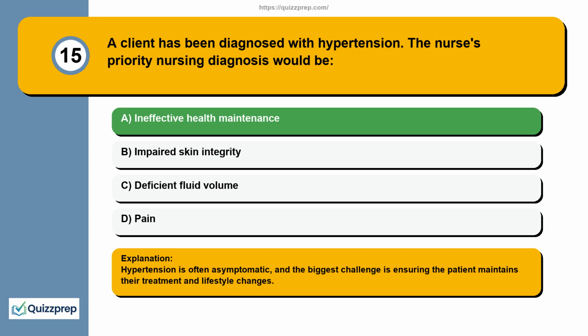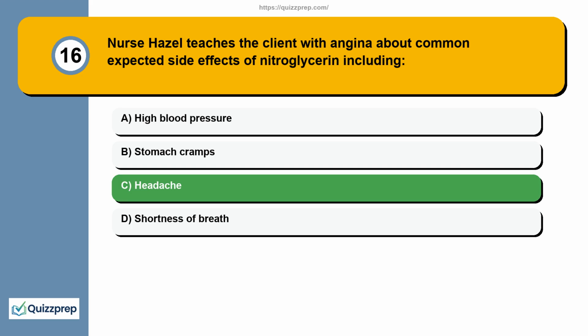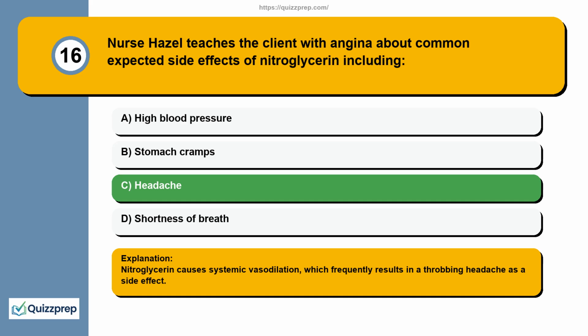Hypertension is often asymptomatic, and the biggest challenge is ensuring the patient maintains their treatment and lifestyle changes. Question 16. Nurse Hazel teaches the client with angina about common expected side effects of nitroglycerin, including high blood pressure, stomach cramps, headache, shortness of breath. Nitroglycerin causes systemic vasodilation, which frequently results in a throbbing headache as a side effect.